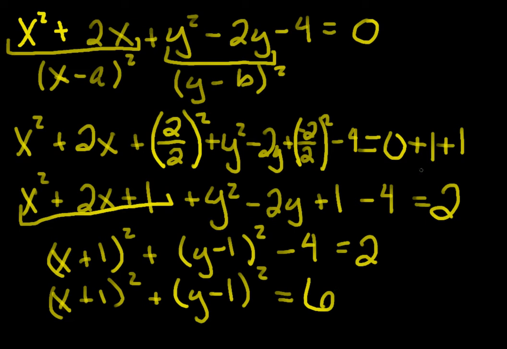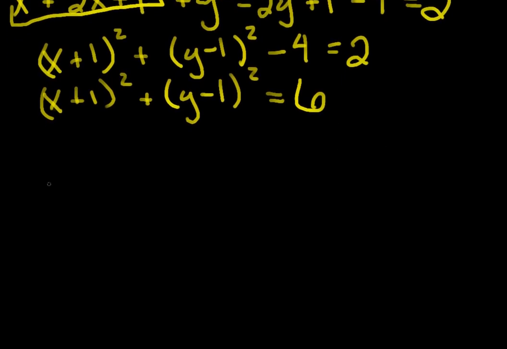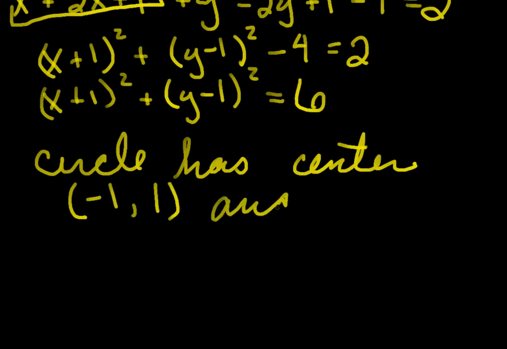And now this is exactly the form. I've got x plus, so what's my center here? It's going to be negative 1 for the x-coordinate. Over here, the center is positive 1 for the y-coordinate. And my radius squared is 6. So looking at this equation, I now know that this is the equation of a circle. So the circle has center: the x-coordinate is minus 1, the y-coordinate is 1, and radius square root of 6.